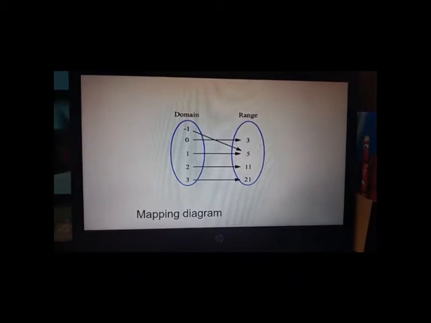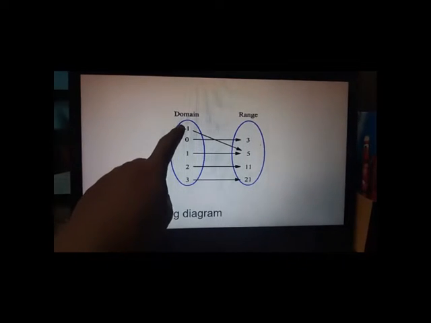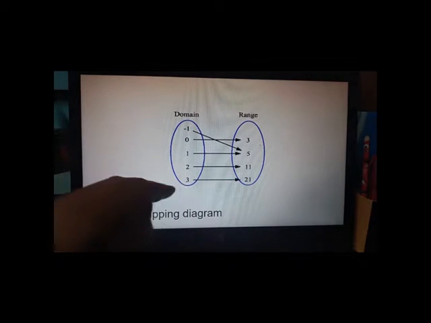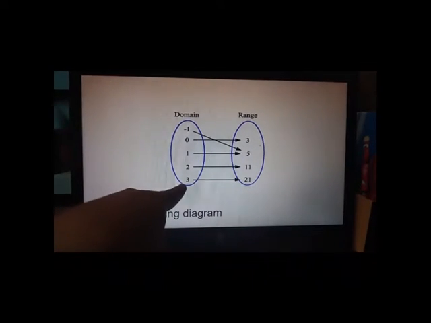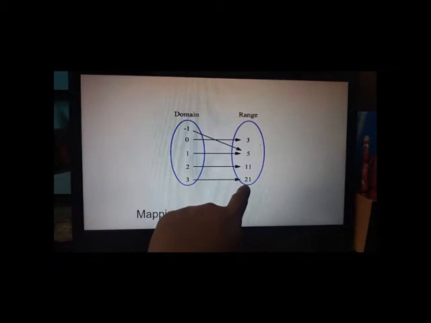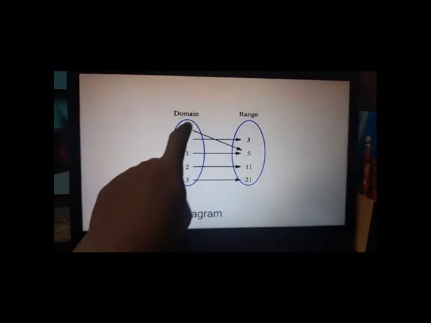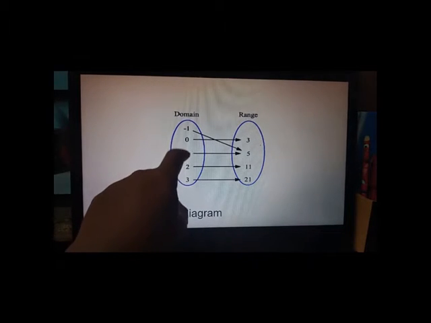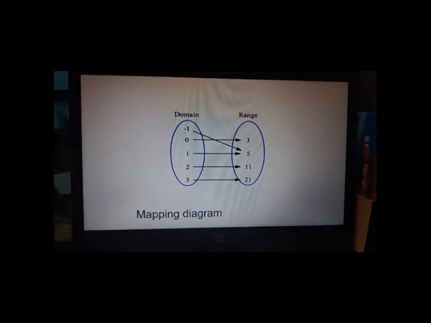Then, the second representation is the mapping diagram. You have here the domain and the range. Here the elements of the domain are mapped using an arrow. So here, 3 is mapped to 21, which means 3 has a value of 21 in the range. Negative 1 is mapped to 5, which means negative 1 has a value of 5 in the range. Same also with positive 1. The value of 1 in the range is 5. This is the mapping diagram.